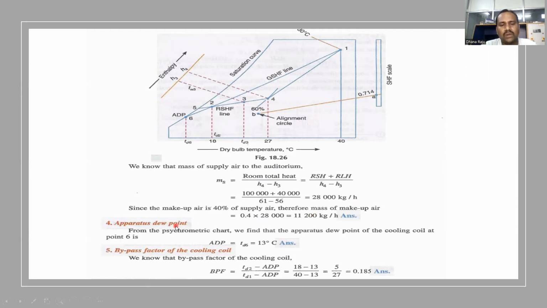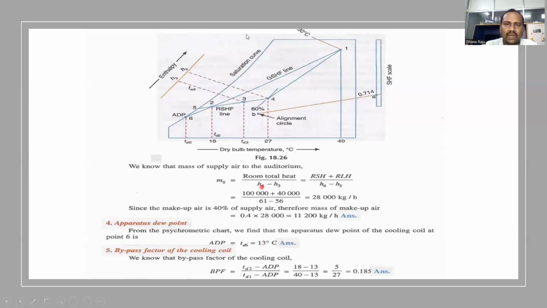Then the apparatus dew point you need to evaluate. So the apparatus dew point is already taken from the chart. When you join 1, 2 and extend it, we will get 6. At point 6, we can directly read the value on the saturation curve, or you need to draw a vertical line. So the value is 13 degrees centigrade.